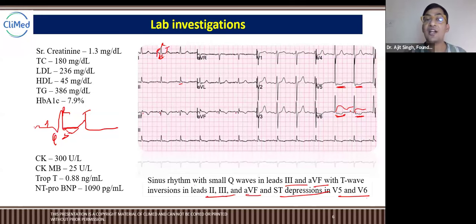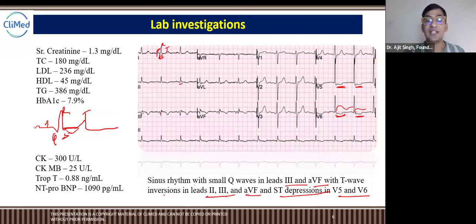ST elevation and non-ST elevation are different myocardial infarctions. There are different acute coronary problems, acute coronary diseases, or acute coronary syndrome, we call it ACS. So if there is ST depression in V5 and V6, it is an indicator of MI. Even elevation is an indicator of MI, and I'll tell you the different types of MI. What will happen if it is depressed, or if it is elevated?